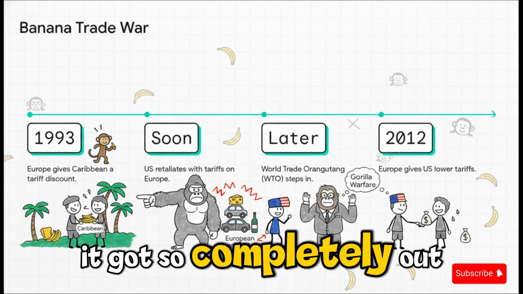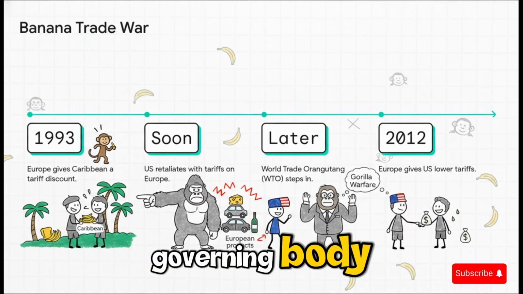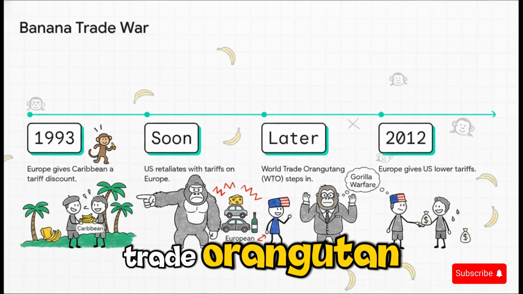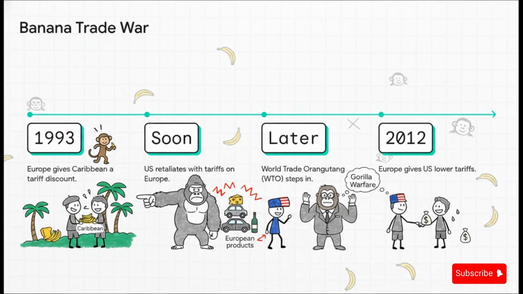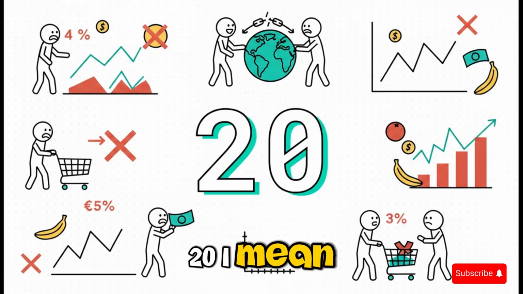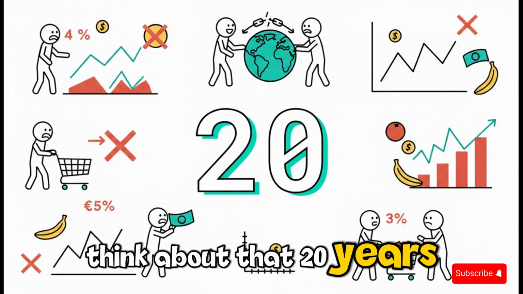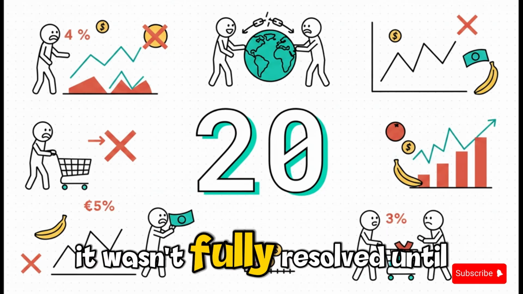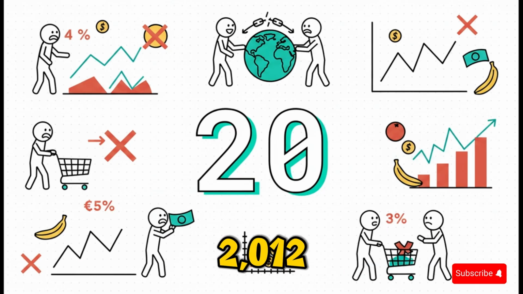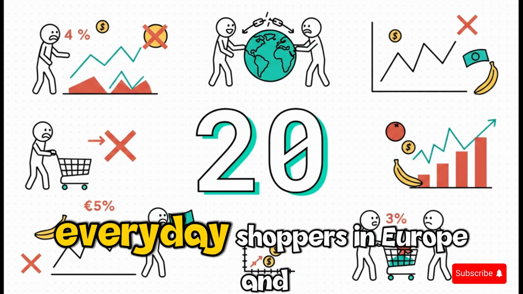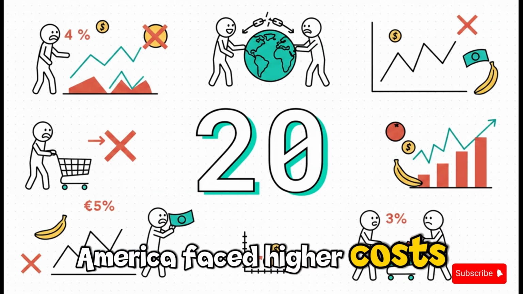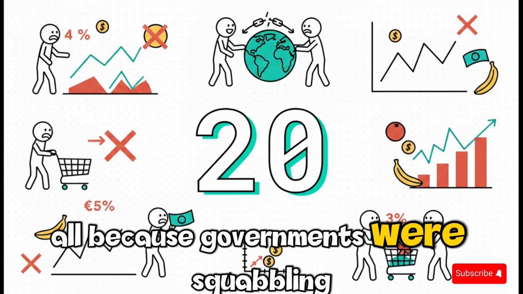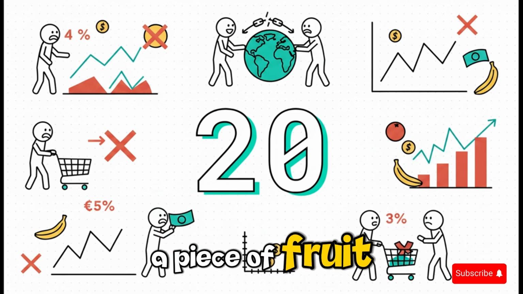It got so completely out of hand that an international governing body, the WTO, which in our primate world is the World Trade Orangutan, had to step in to mediate the chaos. 20. Think about that. 20 years. That is how long this specific trade war dragged on. It wasn't fully resolved until 2012. For nearly 2 decades, everyday shoppers in Europe and America faced higher costs, retaliatory taxes, and market disruptions, all because governments were squabbling over the tax rate on a piece of fruit.